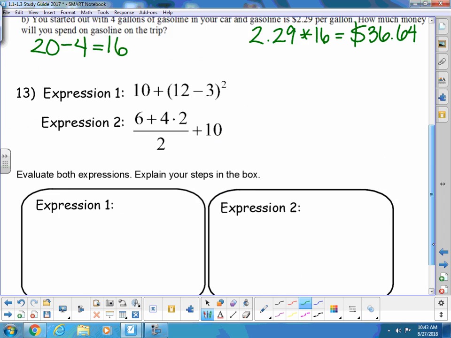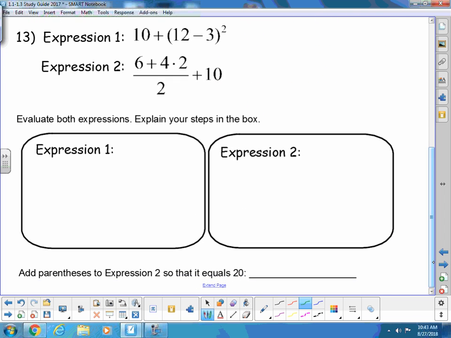All right, last problem, number 13. I have two expressions. This is an error-style question. We need to first evaluate both expressions in the little boxes and explain your steps. Now, when we say explain in math, it doesn't have to be full sentences. It can be phrases, bullet points, that sort of thing, but there needs to be some words describing your actions here.